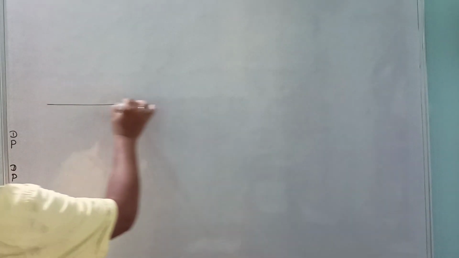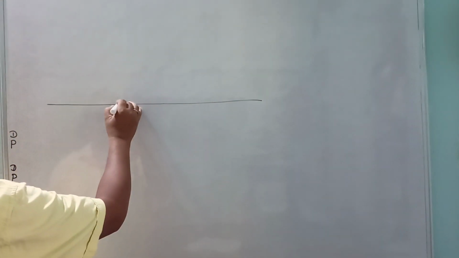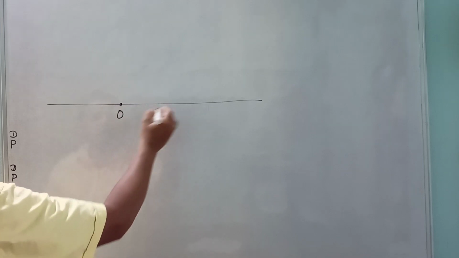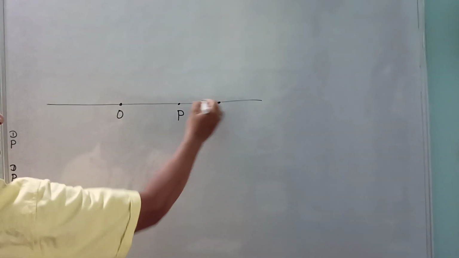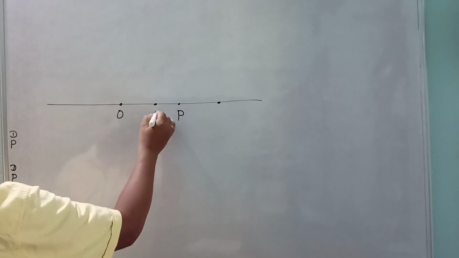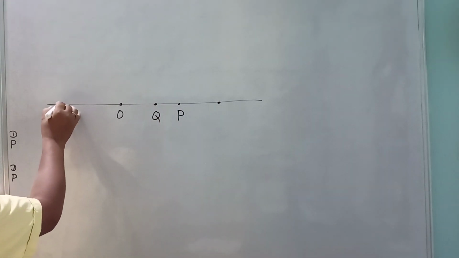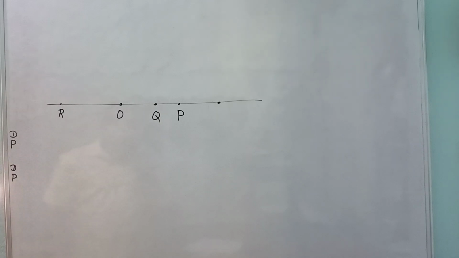Students, I am giving one example. Suppose this is the path like this. Suppose this is your origin. This is suppose your P point. This is suppose your Q point. This is suppose your R point. I consider this is x-axis and these are the positions like this.